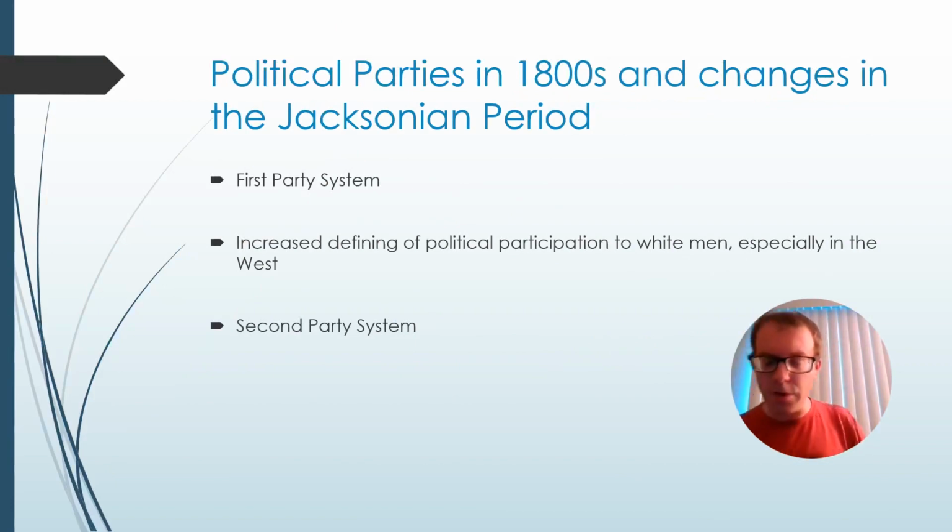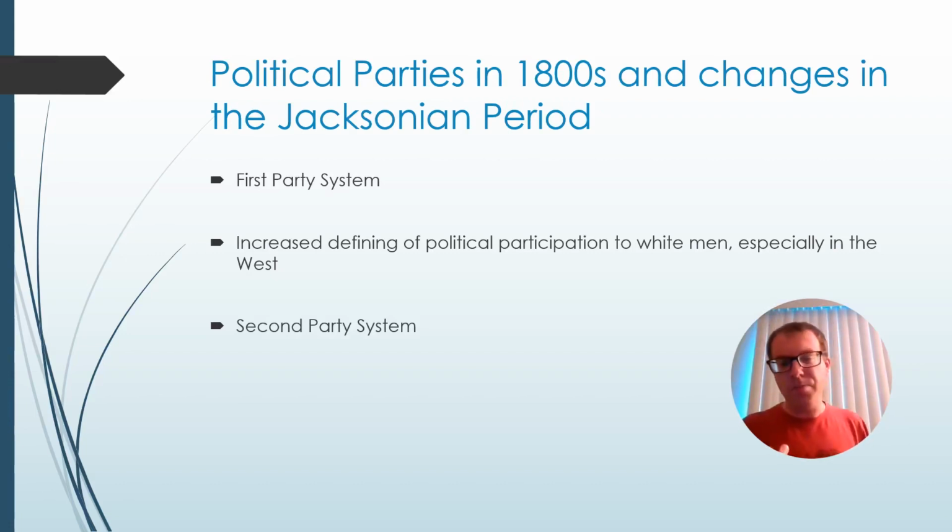So Andrew Jackson's presidency, which begins in 1829, actually makes some major changes to the American political system. So before Jackson's presidency, the first party system, which is a term that historians use to describe how politics worked in the early republic, parties were divided between Democratic Republicans and Federalists, and eventually Federalists die off, and then you just have one huge party called the Democratic Republicans.